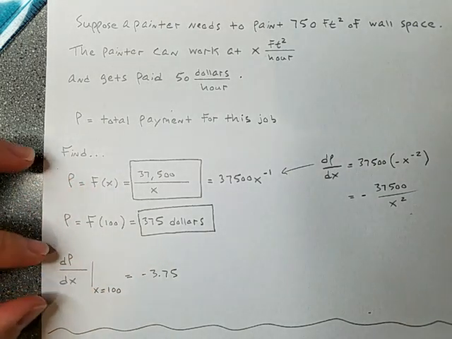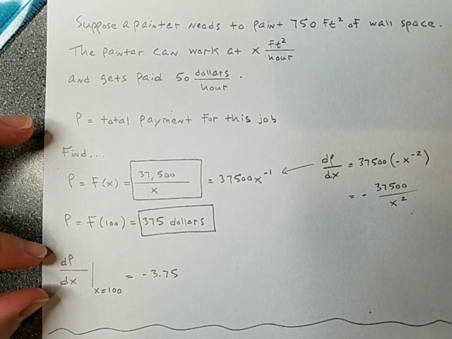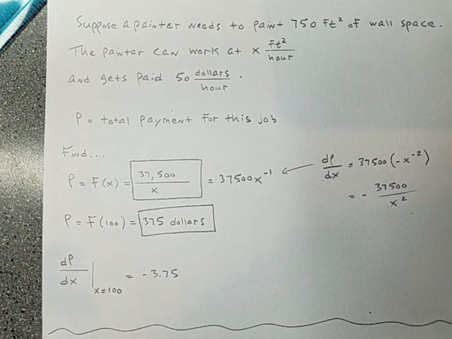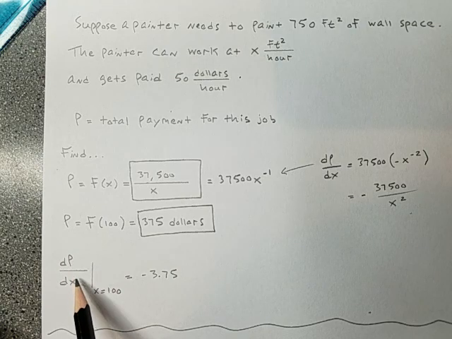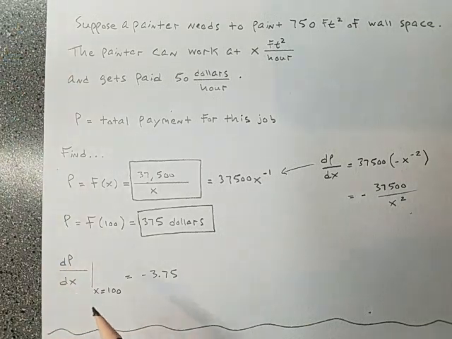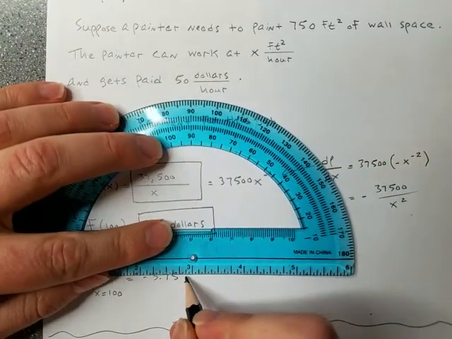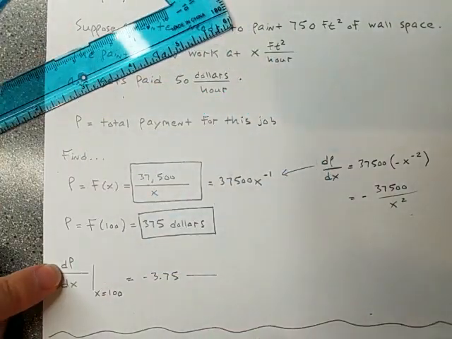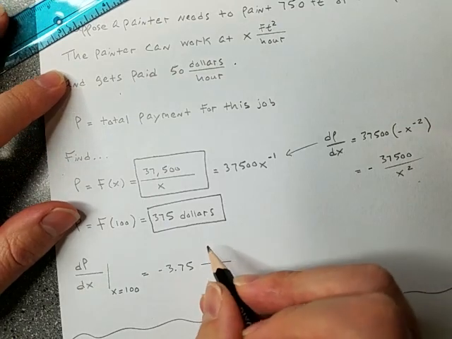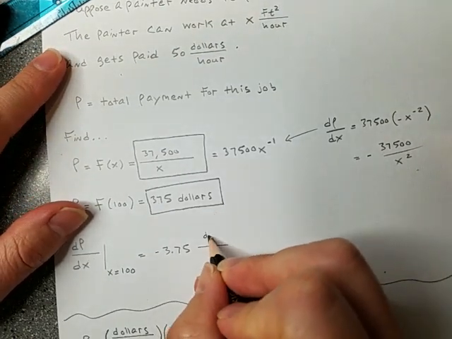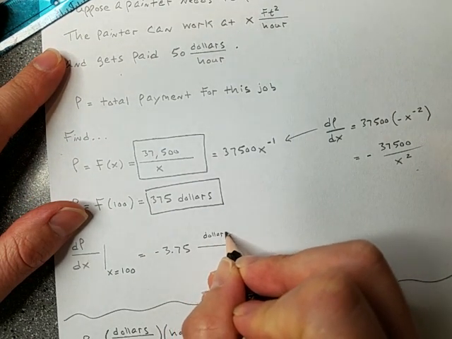Does this number have units? Well, the units of the derivative will always be the units of the variable on the top over the units of the variable on the bottom. So here are my units. What are the units of the variable P? That's our total payment for this job, so that will be dollars.